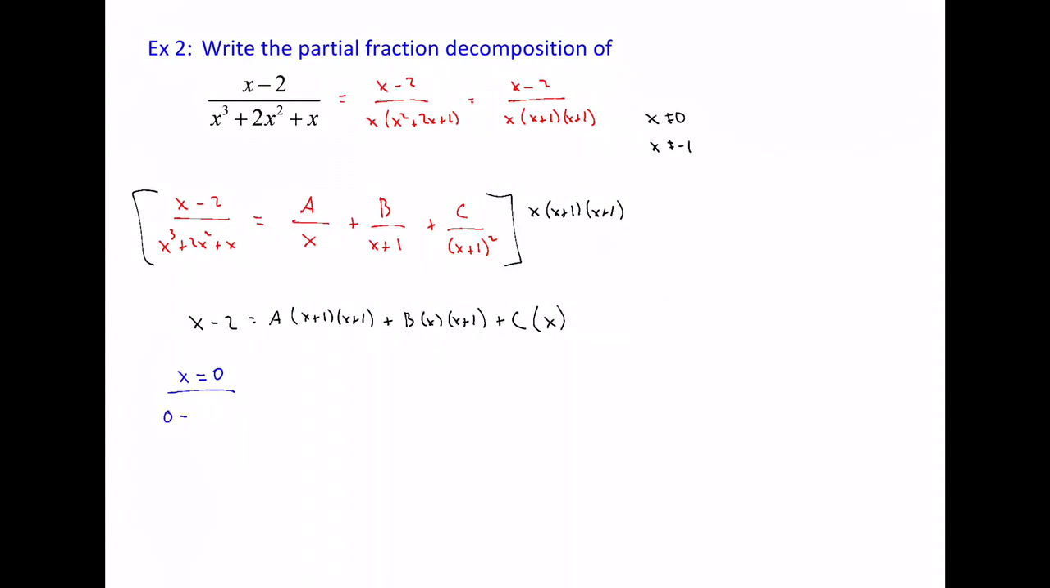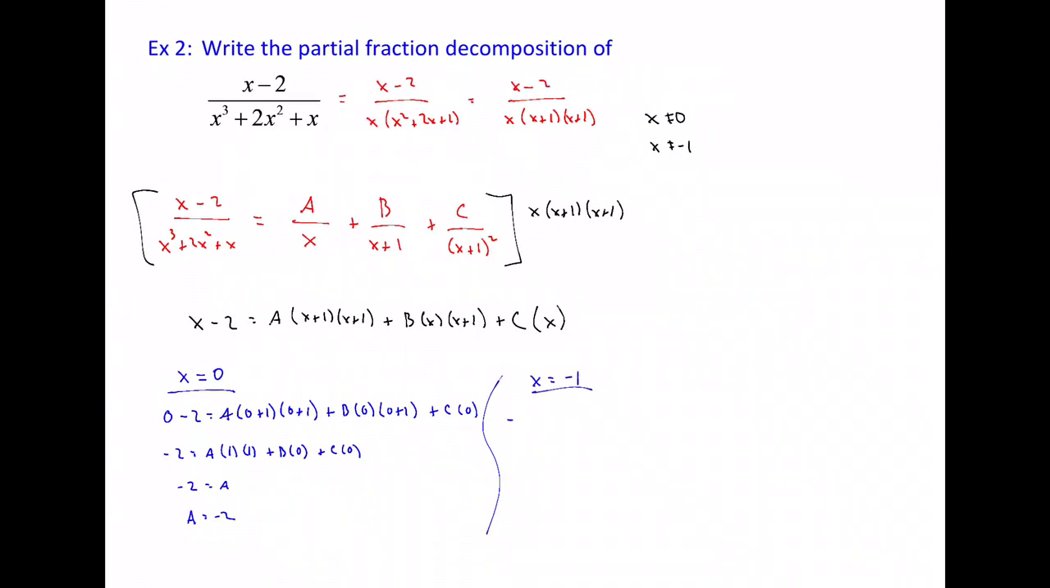So we have 0 minus 2 is equal to a times 0 plus 1 times 0 plus 1 plus b. And I'll write it this time, but you're going to see that that's going to cancel everything out. Alright, so we have negative 2 is equal to a times 1 plus b times 0 plus c times 0. Once again, those are canceling out. So it looks like we get negative 2 equals 1a, or a is equal to negative 2. So that's 1. Now what happens when we plug in the other restriction of negative 1?